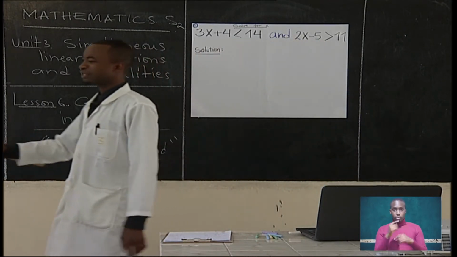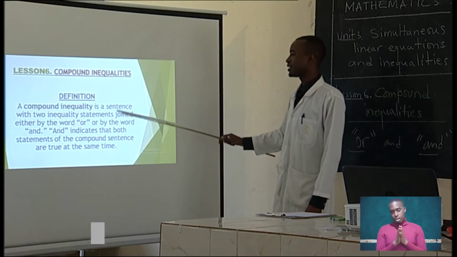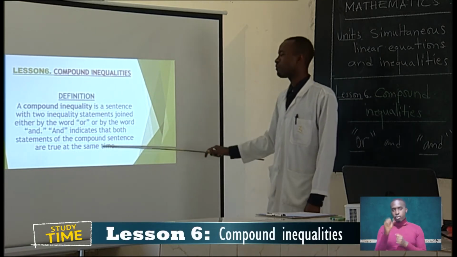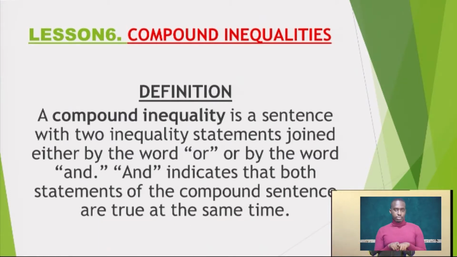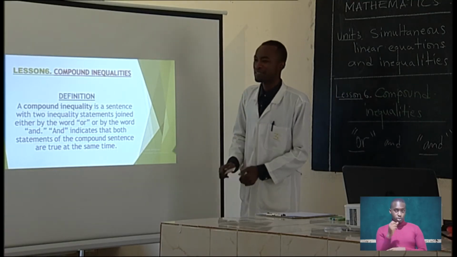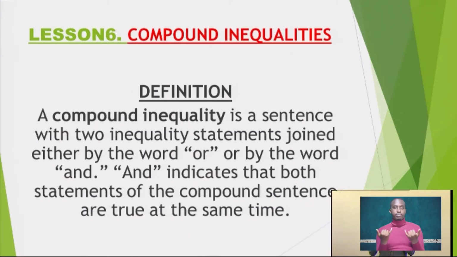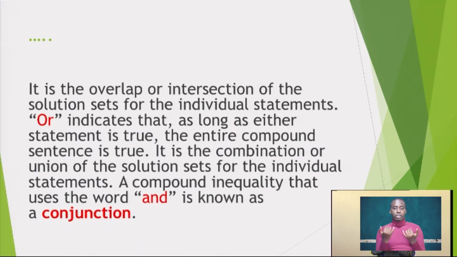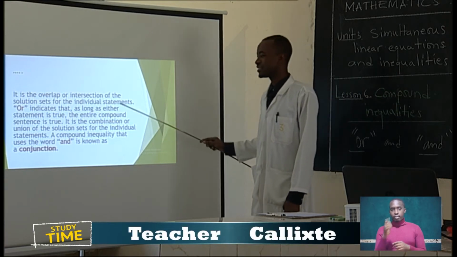When you continue regarding this definition, these 2 words, or and and, indicate that both statements of the compound sentence are true at the same time. I want you to understand this. When you have the word or maybe the word and, those 2 words are there to explain to you if the 2 statements are true at the same time. Now, it is the overlap or intersection of the solution sets for the individual statements.